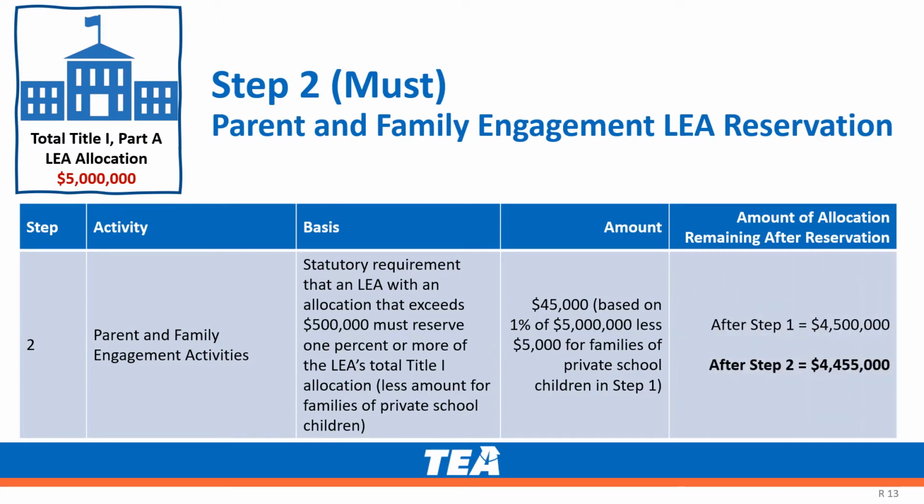Now, after the equitable services and administration of equitable services reservation, the LEA had $4.5 million left to allocate to its campuses. After the parent and family engagement activities, the LEA has $4,455,000 left to allocate to its Title I Part A eligible campuses.